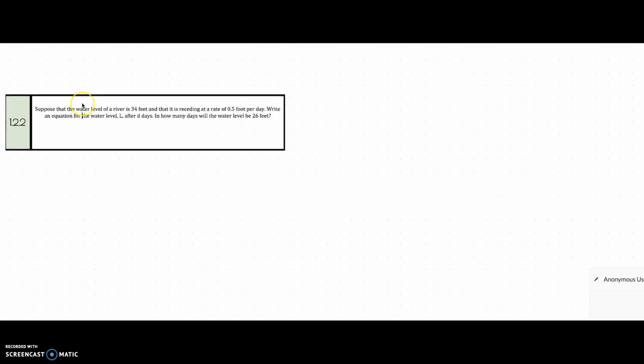So the first thing that I want to do is underline some important things. First of all, the fact that the water level is 34 feet already is important. The next thing I think is important is that it's receding at a rate of half foot per day. Receding is a word that you probably have heard, but if you have not heard a word, don't be afraid to ask what that means. So receding just means that it is lowering, so it's going down.